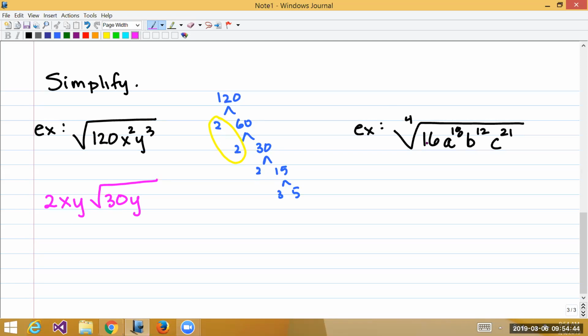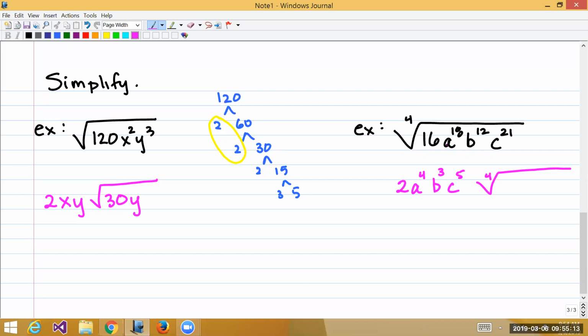Okay, let's look at this one. So 16, we want the fourth root. We know that is 2. I have 18 A's. If I want groups of 4, I can pull out 4 groups of 4. For B, I have 12 B's. How many groups of 4 can I pull out? I can pull out 3 groups. And if I have 21 C's, I can pull out 5 groups of C's. What do we have remaining? Remember, don't forget your index.